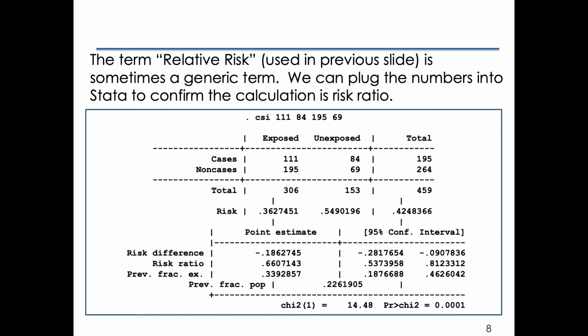And so this is the command, the CS or Cohort Study I immediate, and I've just plugged those four numbers in, and Stata produced the rest of that output: the exposed, the unexposed, the cases, the non-cases, the risk in the exposed and unexposed group, and down below we see the risk ratio of 0.66, which is the same thing reported in the paper.